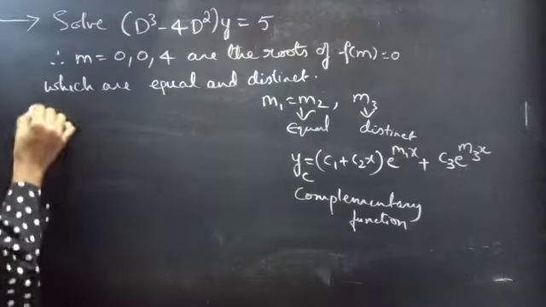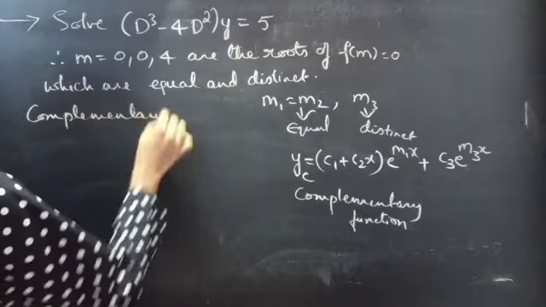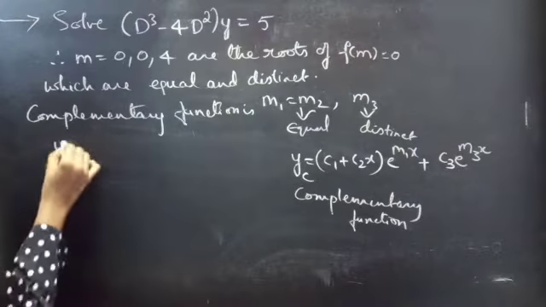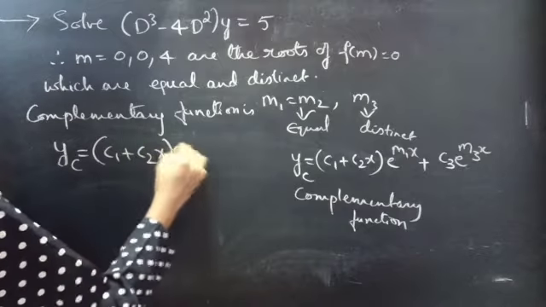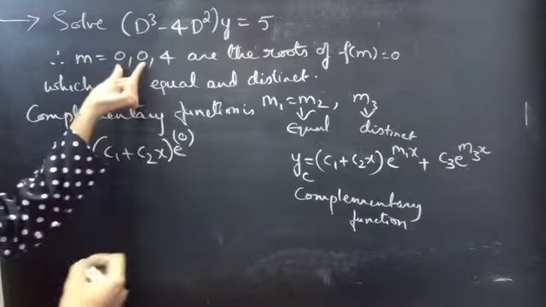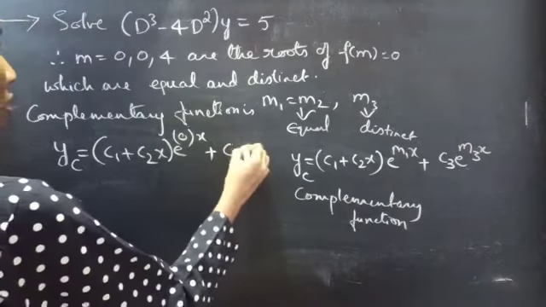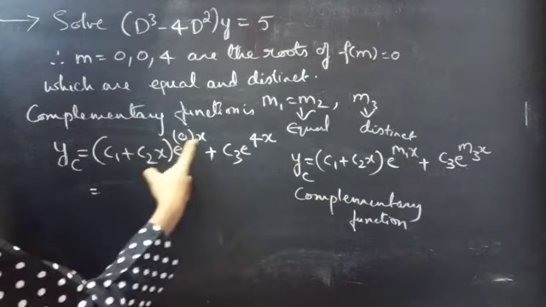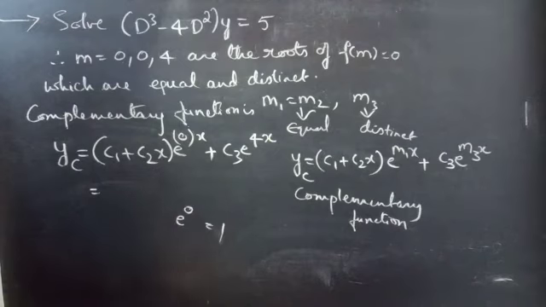So the complementary function will be yc equals (c1 plus c2x) into e power (repeated root) into x, plus (constant) into e power (distinct root) into x. Since we know that 0 into x is 0, we get e power 0, which is equal to 1. Or we can write two more steps.